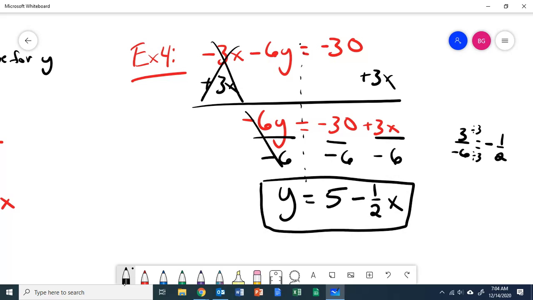Okay, so you would have a y-intercept of 5, and you'd have a slope of a negative 1/2. Okay? Please let me know if you have any questions, and I hope this video is helpful.